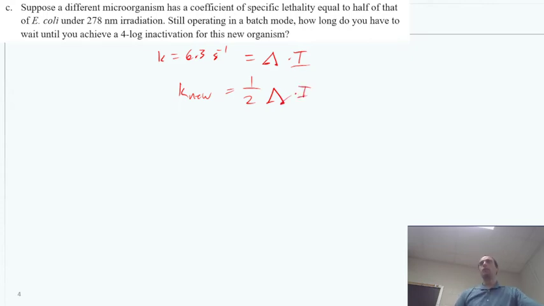So we don't even need to know any information about them. We just need to know that it's half. So essentially then, that just means K is equal to 3.15, half of 6.3.